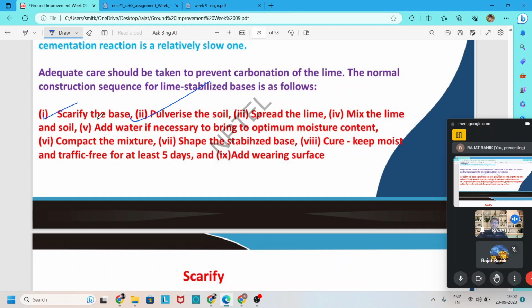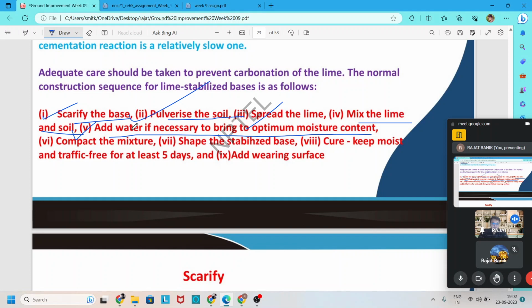First we scarify the base, then pulverize the soil, then spread the lime over the ground. Mix the lime and soil, and then add water if necessary to bring it to the optimum moisture content. After that, we compact the mixture with a sheepsfoot roller or smooth wheel roller, and shape the stabilized base.